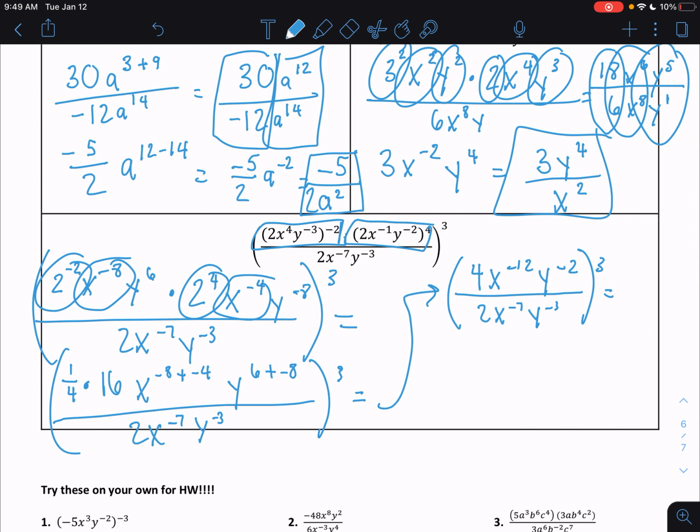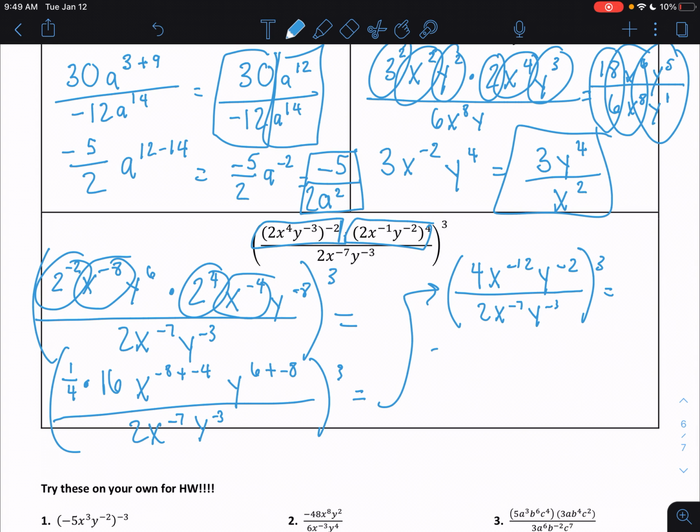Okay, our next step is to simplify using the rule that we just learned, right? So let's divide. 4 divided by 2, which is just 2. 2x, remember we have to subtract them, to the negative 12th minus negative 7. And let's do our y's. Y to the negative 2 minus, forgot a little minus sign there. Here we go, minus negative 3. All of this cubed. Now let's just simplify our numbers down there and our exponents. So 2 times x to the negative 5 times y to the first, all to the third power.